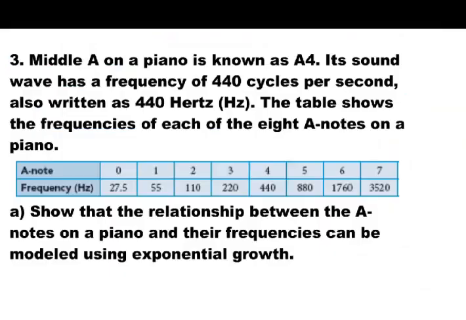The next example, we have a table of values which represents the frequencies of the 8 A notes on a piano. For example, A4, which is here, has a frequency of 440, or A0 has a frequency of 27.5 Hertz. We are supposed to show that the relationship between the A notes on a piano and their frequencies can be modeled using an exponential growth.